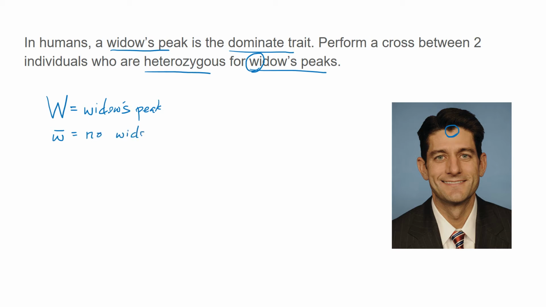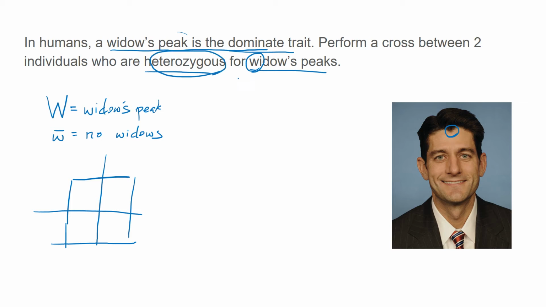Seems simple enough, right? I'm just kind of going with what the problem told me. It said that widow's peak is dominant, right? So big W becomes widow's peak. The part that's a little tricky that some of us have been struggling with is how do we set this thing up? Well, the clue that we have about the parents is that both parents are heterozygote. And if you remember, hetero means different, like heterogeneous means different, right? So that means these individuals have both alleles. That means both parents will be big W and then little w.